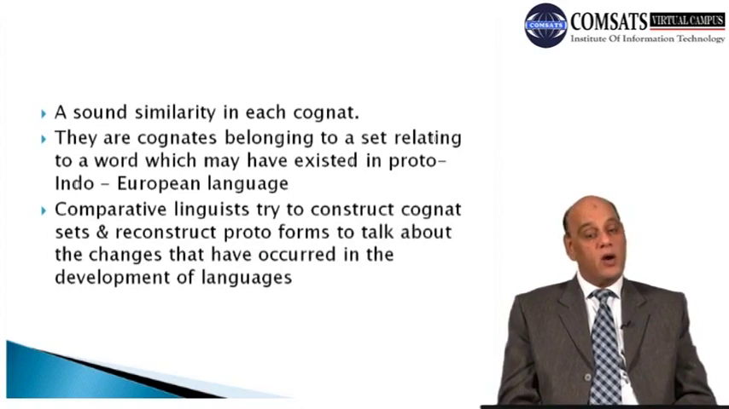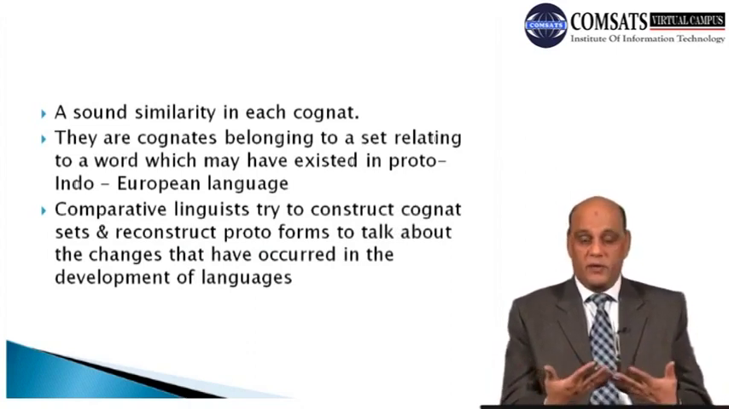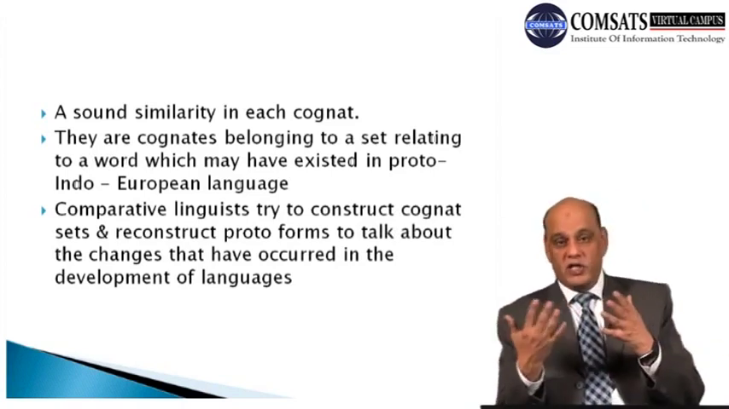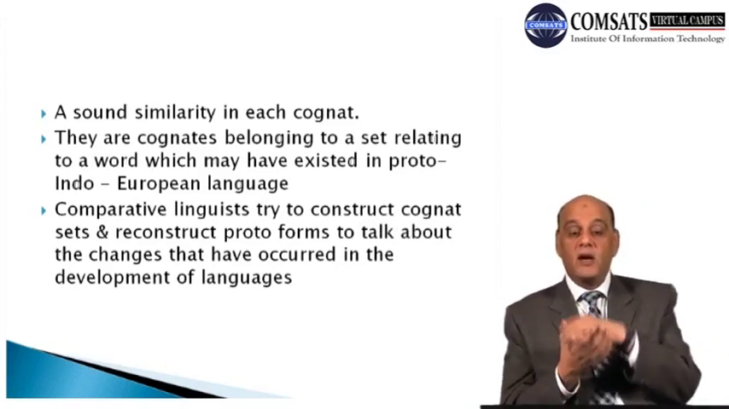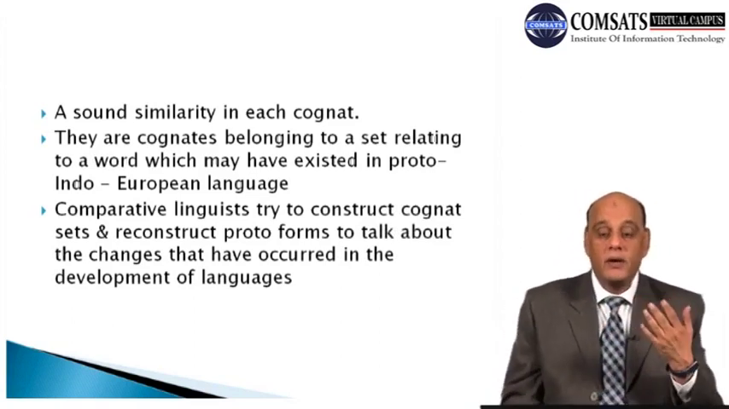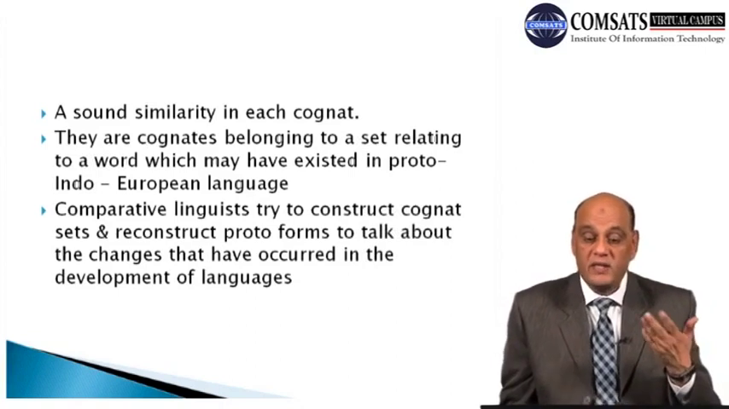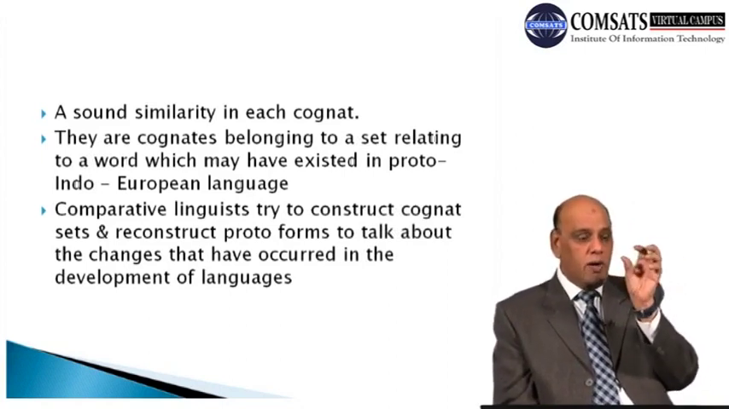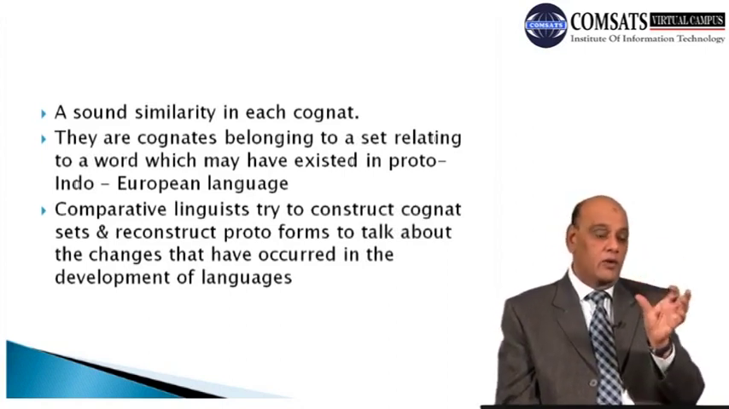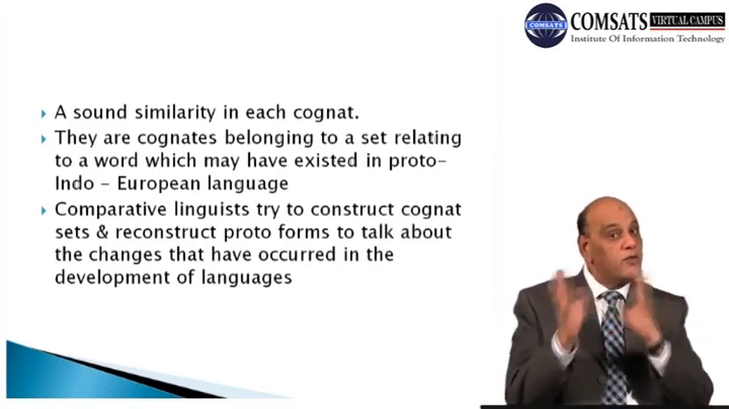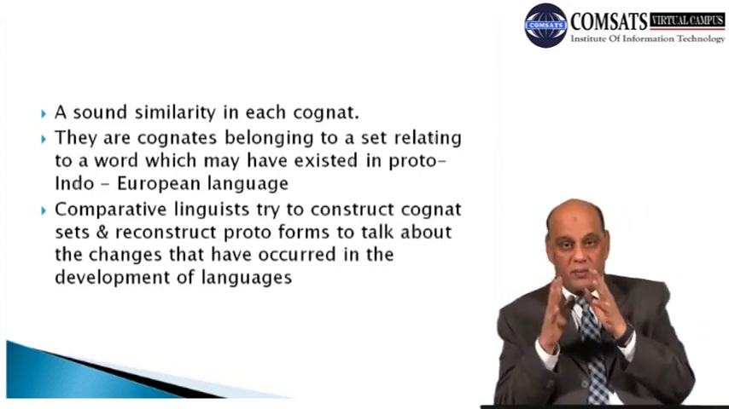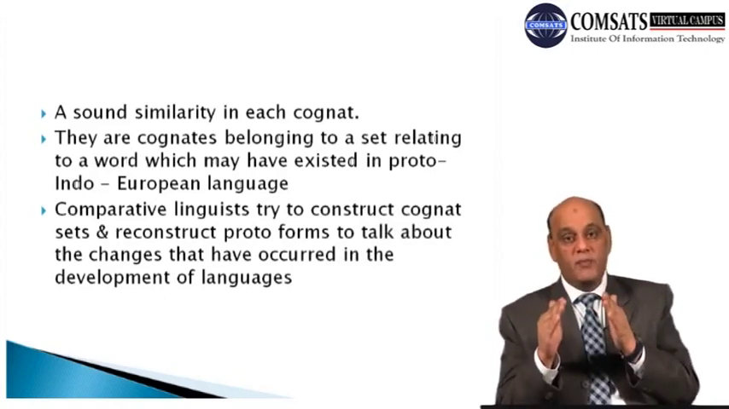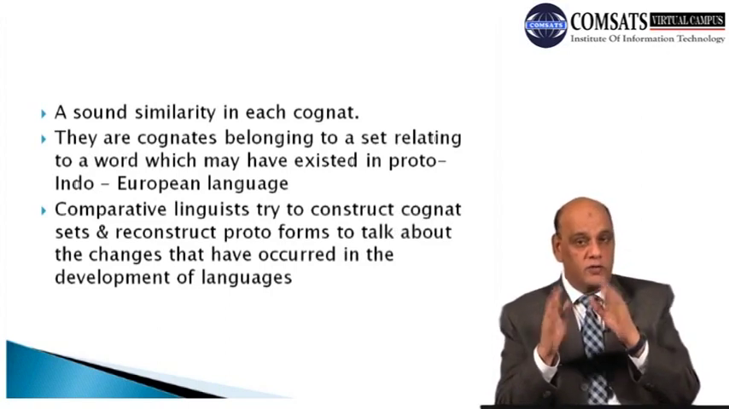Sound similarity in cognates. What the linguists do is look at the sound similarities between different words, whether they have any relation with each other as far as the sound is concerned. They are cognates belonging to a set related to a word which may have existed in the Proto-Indo-European language. They look at one single word, and then they look at two different words in two different languages, and they see whether there is any relationship with the word from the proto-language, or the word from the parent language.